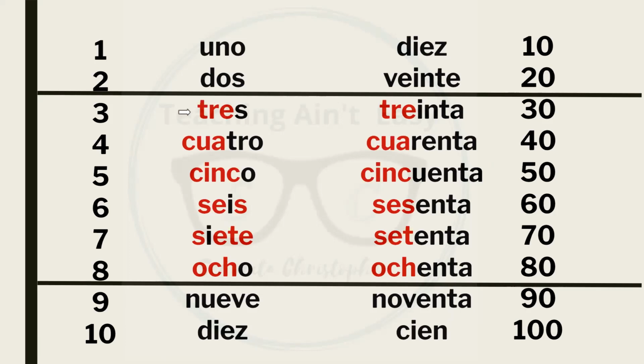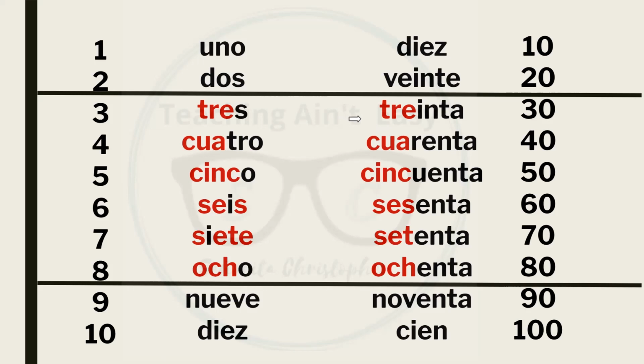The number 3 in Spanish is tres. It has the prefix T-R-E. The number 30 in Spanish is treinta. It also has the prefix T-R-E. By looking at the prefix of both numbers, we can determine a pattern. So if I know that 3 is tres, then I know that 30 is treinta.